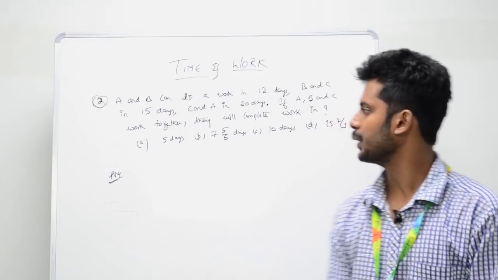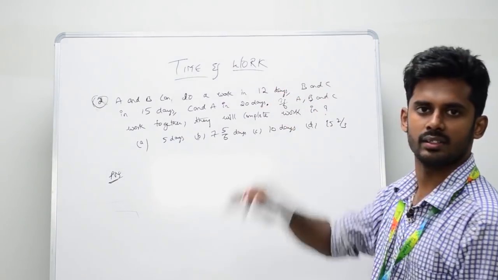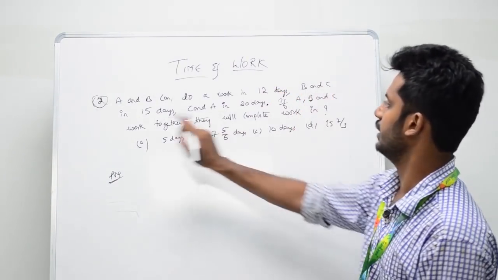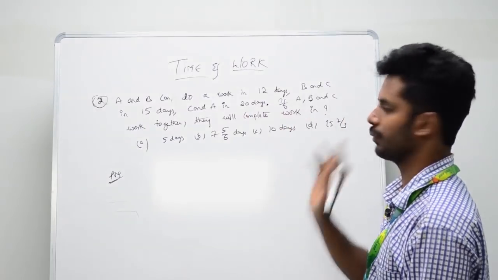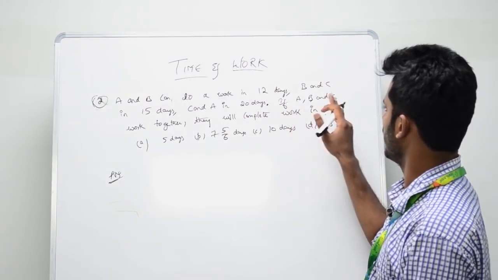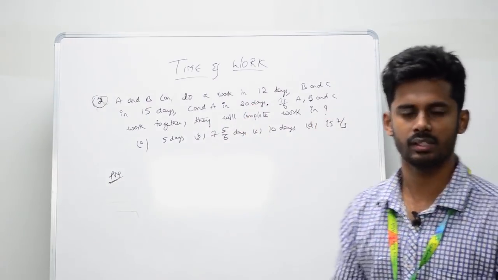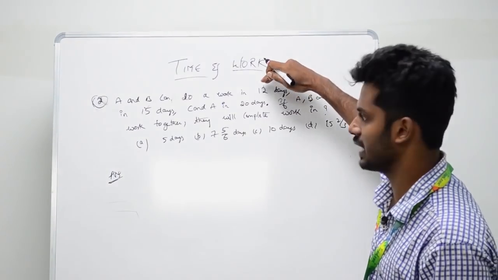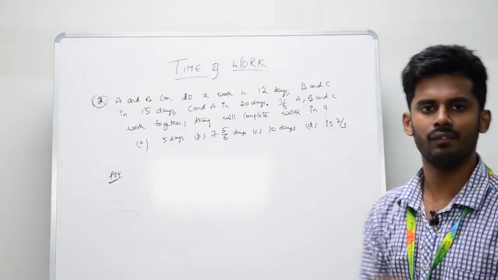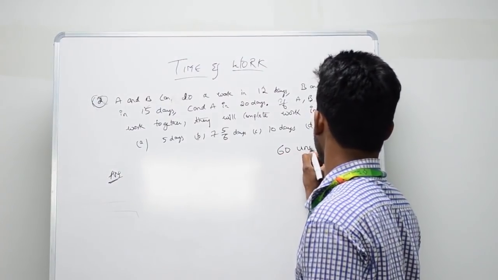Coming to the second question: A and B can do a work in 12 days, B and C in 15 days, and C and A can do the same work in 20 days. If A, B and C work together, they will complete the work in how many days? Whenever you see this kind of question, just take the LCM of these three numbers 12, 15 and 20, which gives you 60. So consider the total as 60 units.